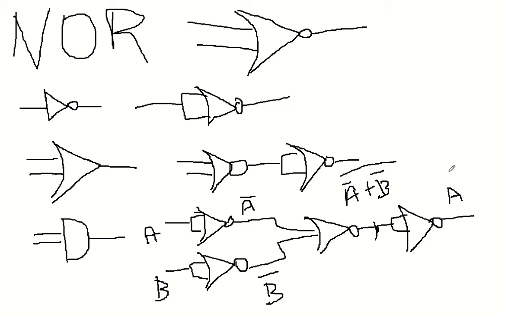A double bar dot B double bar. This is supposed to be after applying De Morgan's. But when you are using this inverter again, it is becoming AB whole bar, isn't it? This double bar gets cancelled out.